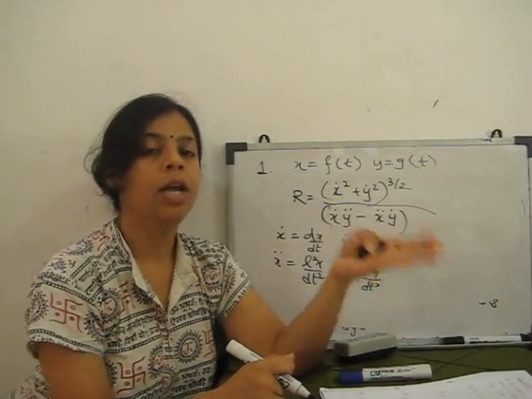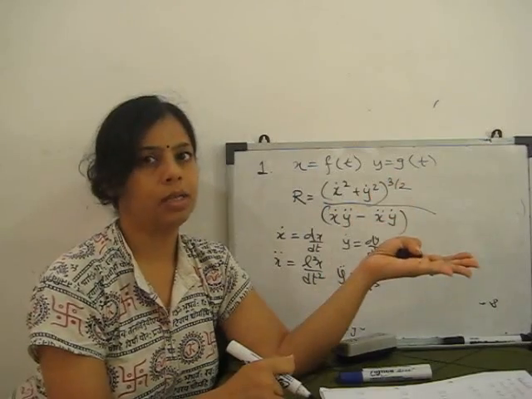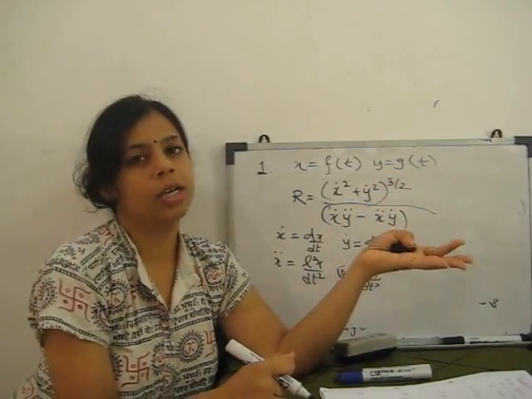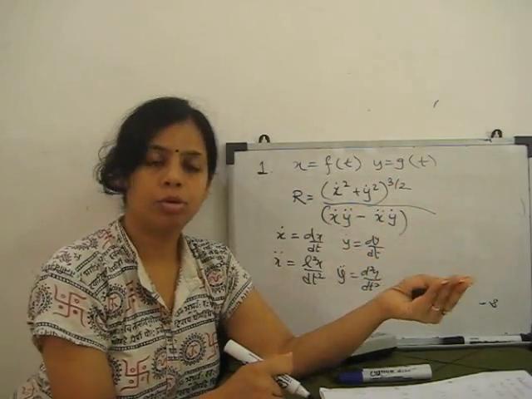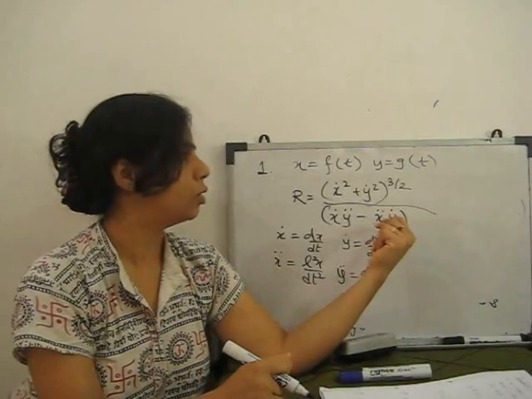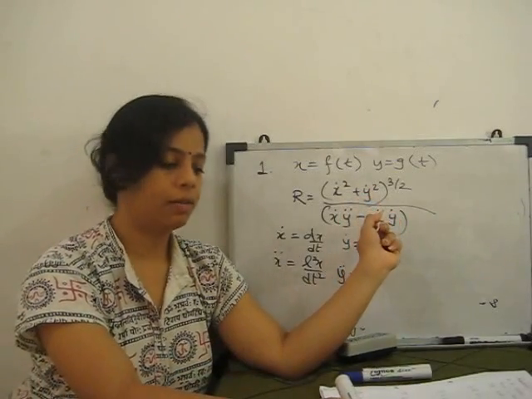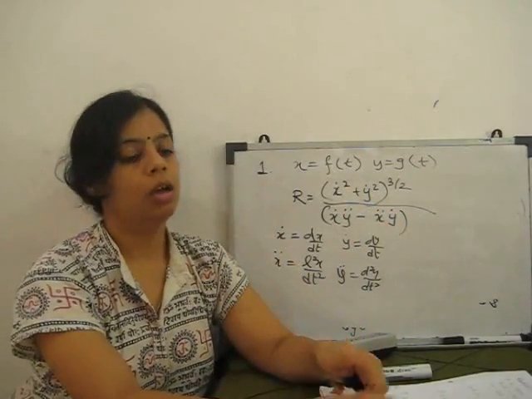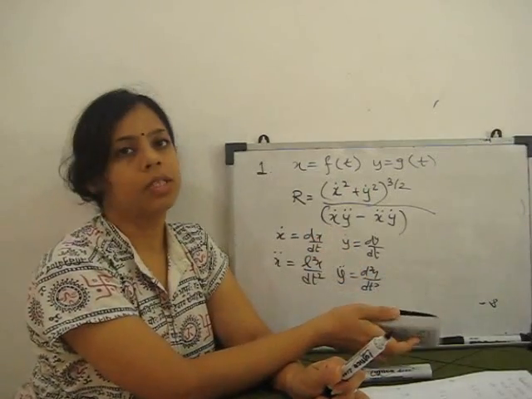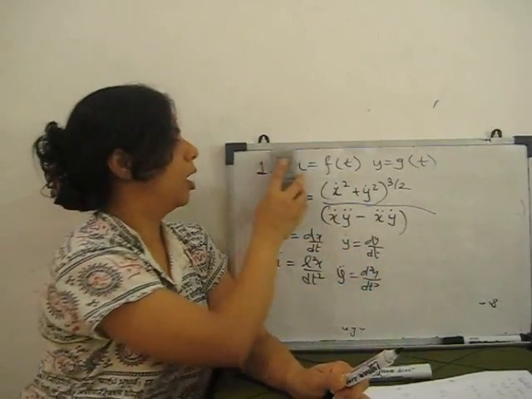If we can make up dx by dt or dy by dx upon dy, then we go for that formula. Otherwise, we can use this directly for parametric. Next is the curvature, the radius of curvature for polar equation.